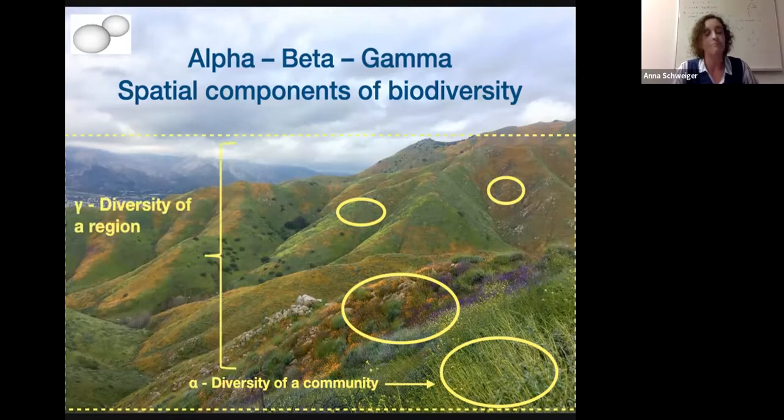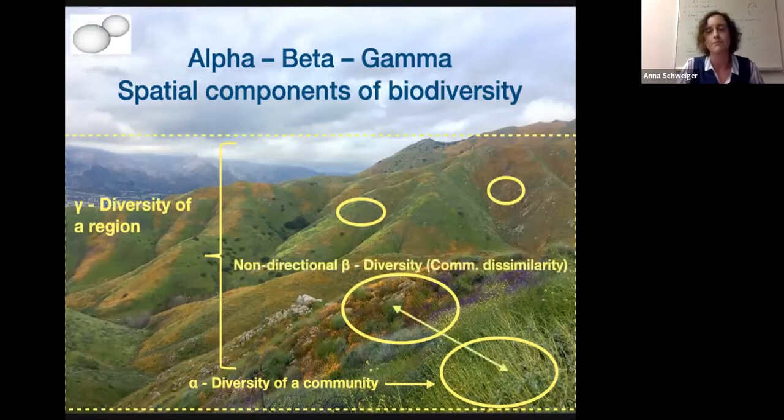Gamma diversity is then the total diversity within the region. In the case of the metric I'm going to present, I'm using a beta diversity measure that is non-directional, and that is community dissimilarity. So it is the dissimilarity among community matrices, basically saying how different these communities are from each other.